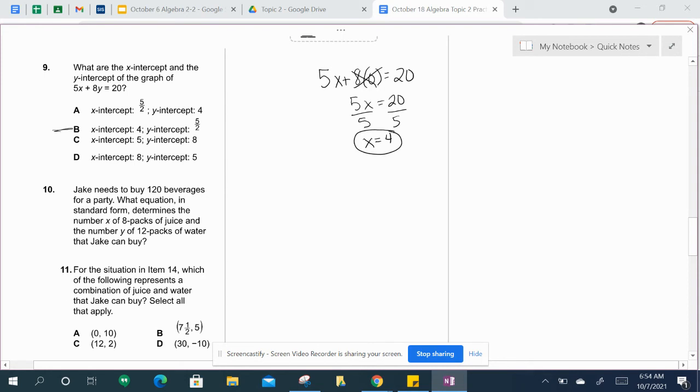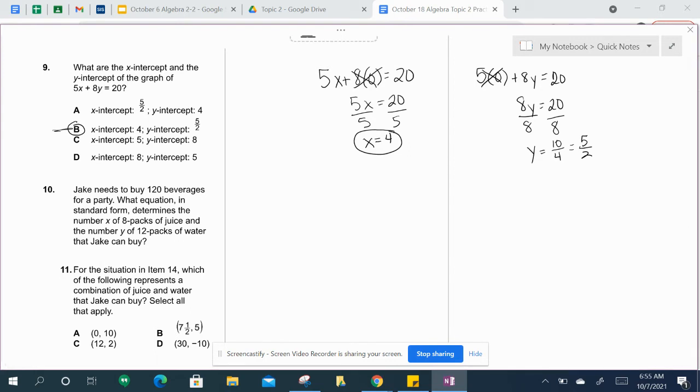So to me, it looks like choice B, but just because I'm cautious and want to make sure, I'm going to also find the y-intercept here. And so when I find the y-intercept, I'm going to put a 0 in for x. That eliminates that term, and I get 8y is equal to 20. And divide each side by 8, and I get y is equal to 20/8, which would also be 10/4, which would also be 5/2, or 2.5, either one, but that answer matches then choice B.